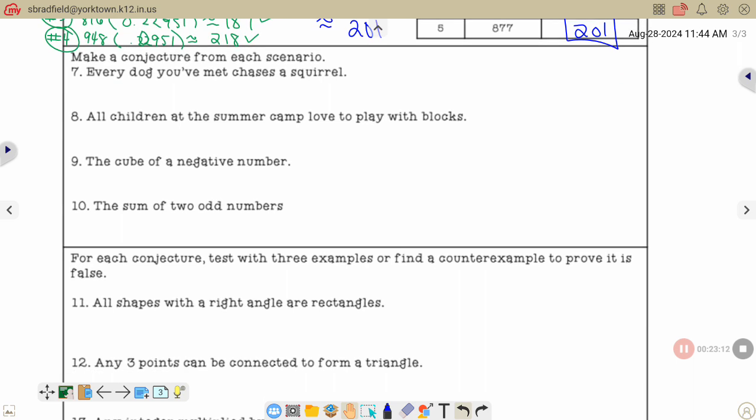All right, let's try this. We're going to answer these questions. It says, make a conjecture from each scenario. So remember, a conjecture is just the observation or the assumption that we're making. Do we know it's a fact? No. But based on what the statement says, what do we think would happen? So number 7, every dog you've met chases a squirrel. Every time you see a dog, it is chasing a squirrel. What can we assume? Dogs like squirrels. All dogs chase squirrels. Would I agree? Would you agree? If that's all I've ever seen, would I assume that all dogs chase squirrels?